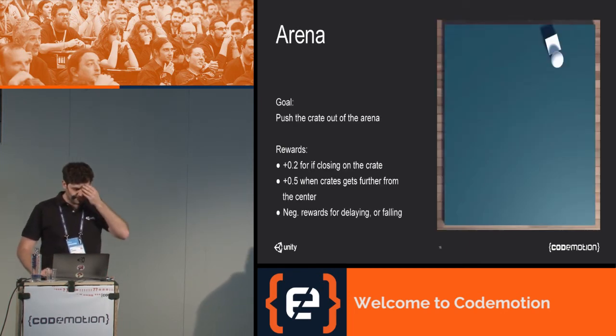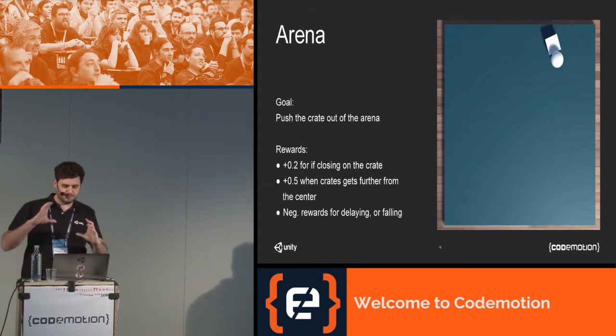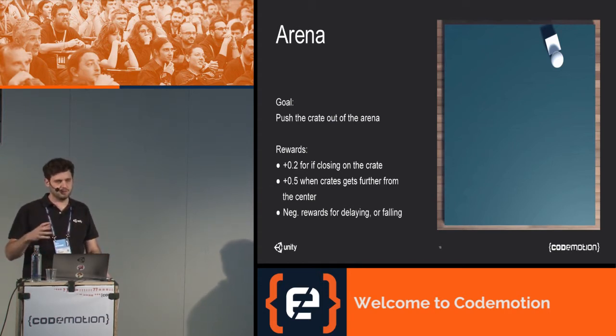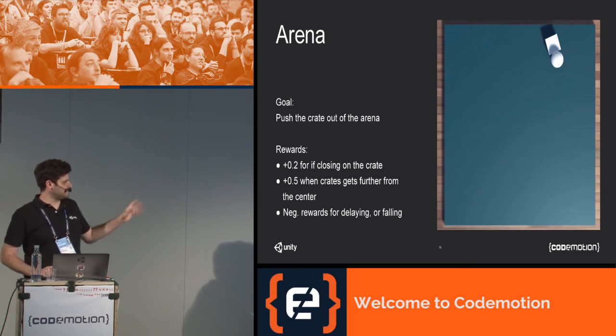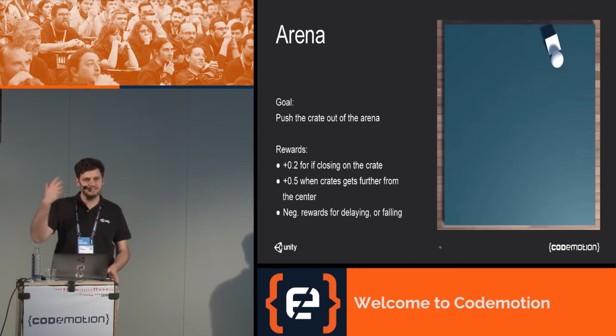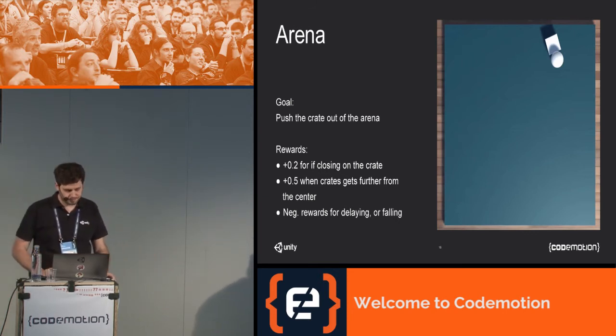This is a very simple example as well. It's like an arena where you have this capsule that is trying to push a cube outside of the arena. Here the only input is moving left and right or up and down. And then the rewards, these are a bit forced. So they are 0.2 if you're closing in on the crate, and then 0.5 when the crate moves away from the center. So in time, the agent learns that he has to push the crate outside of the box.